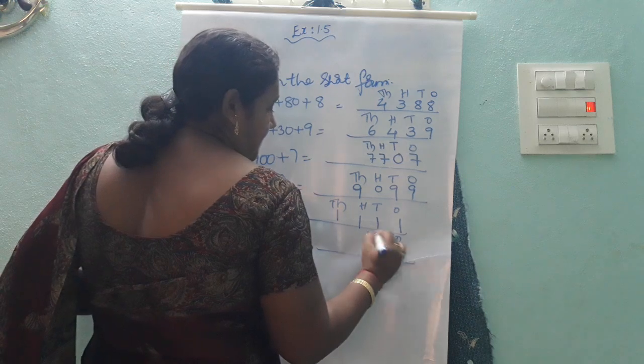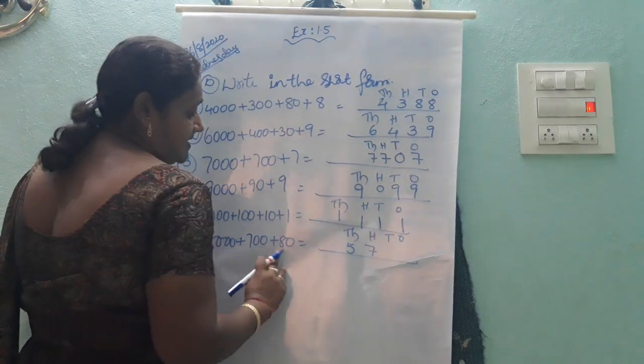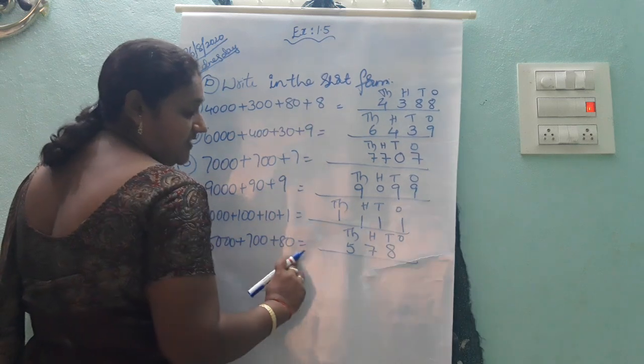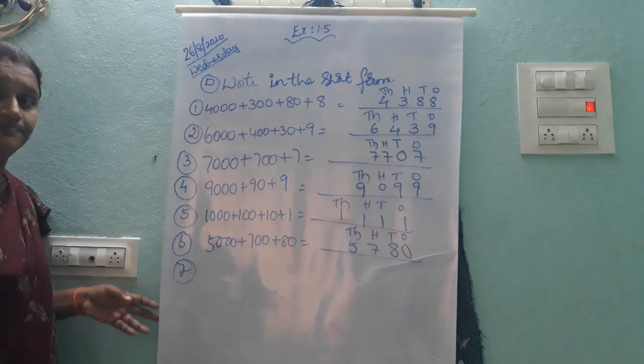Ones, tens, hundreds, thousands. 5 thousands, 7 hundreds, 8 tens, 80. Not yet given the ones place, so put 0. Seventh one.